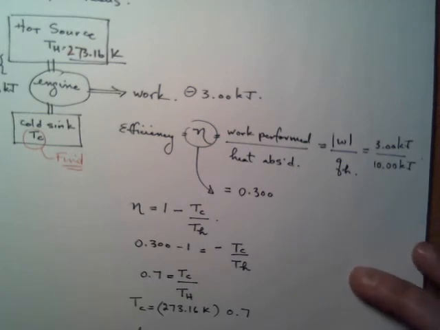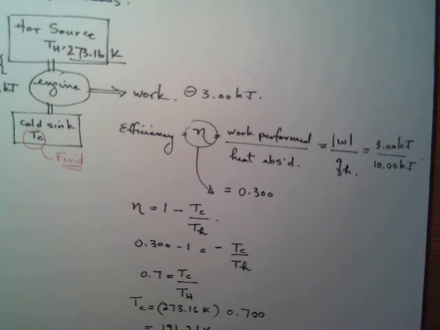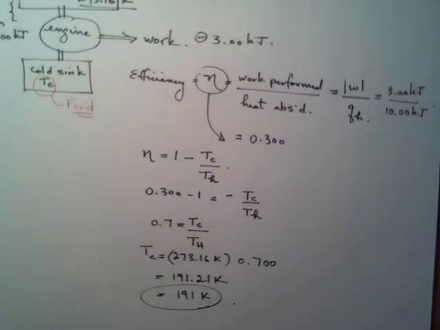So this 1, I'm just going to back up here for a moment. This 1 is exactly 1. So really I should have 0.700 here and just keep my 3 sig figs for the answer. My cold temperature is 191.21 Kelvin. And so just simply 191 Kelvin. There you go. And so that's the temperature of the cold sink.